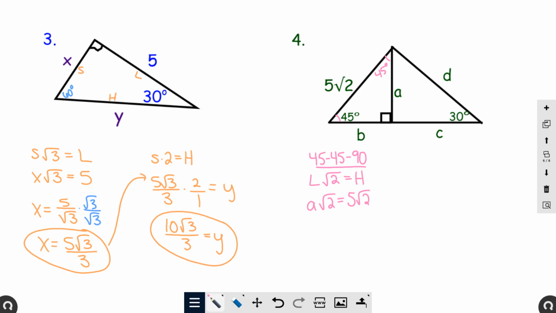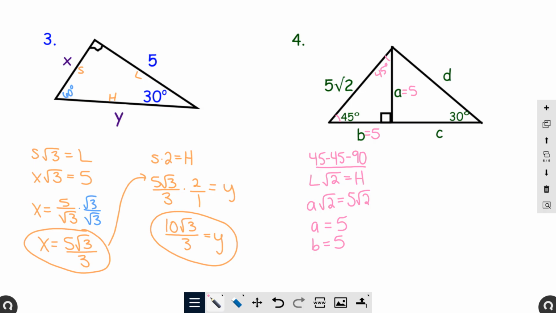So I'll just start with A. Now look at that. A times the square root of 2 equals 5 square root of 2. What must A be? 5. Yeah, they both have the square root of 2, which you could kind of cancel out. So A would be 5. Now, if A is 5, then B is also 5 because it's isosceles. So this is 5 and this is 5.